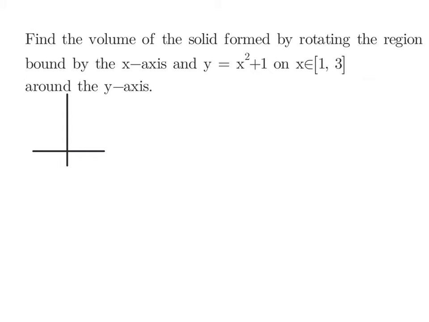Let's try one more. Find the volume of a solid formed by rotating the region bound by the x-axis and y equals x squared plus 1 on the interval from x going from 1 to 3, rotated around the y-axis. When we graph it, y equals x squared plus 1 is a parabola with a y-intercept at 1 and a vertex at 1. So something like this.